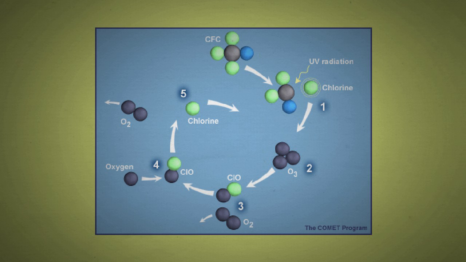UV radiation from the sun then breaks apart those molecules. This releases their chlorine ions. The free chlorine ions may then combine with the oxygen ions that are in ozone. This breaks down the ozone molecules into an oxygen molecule and an oxygen ion. One CFC molecule can break down as many as 100,000 ozone molecules in this way.